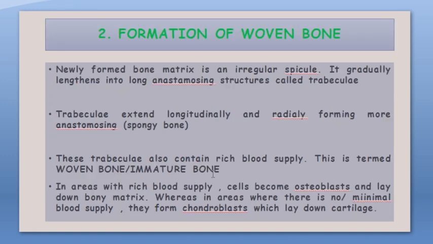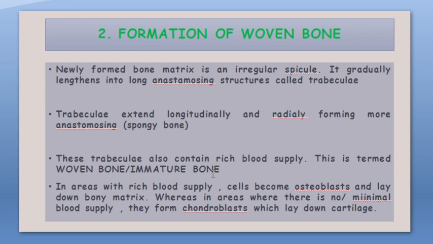Now, once that is laid down and we have detected that few cells are going to be osteoblasts and those cells will be forming the bone, the formation of woven bone will start. Woven bone is nothing but an immature form of bone where you will have irregular spicules of bony matrix in the bony matrix. It gradually lengthens into long anastomosing structures which are known as trabeculae.